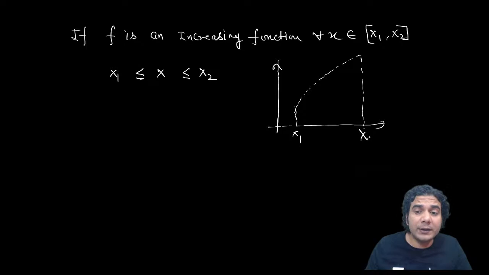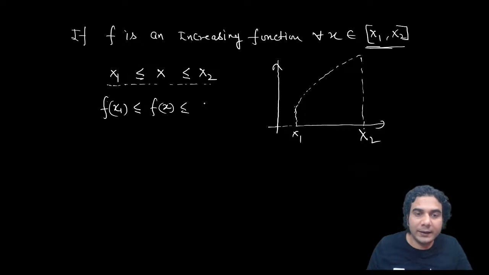Then you can find the range of f(x) easily. Just put the f function to all the points. You can write the range of x first, which is x1 to x2. Then you can apply the f function. If f is increasing, f should be defined, so it is given that f is increasing in this interval. So you can put f on x1, f on x, and f on x2.